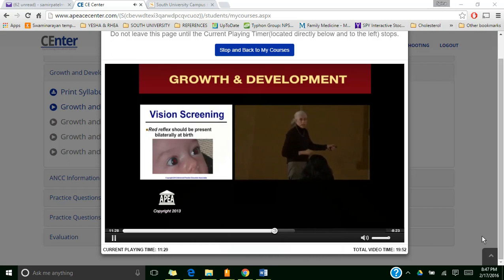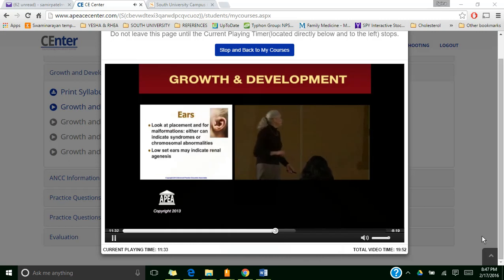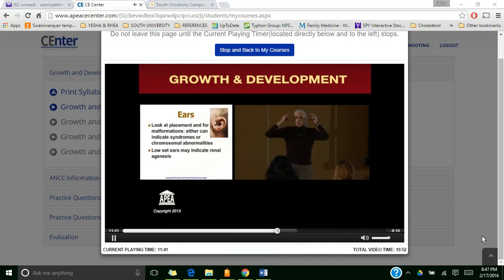And of course, they're going to get a hearing test. But what we look for is placement of the ears on the head. Because if the ears are low placed, we often think of things like chromosomal abnormalities. What's the most common one? Down syndrome, trisomy 21, exactly.